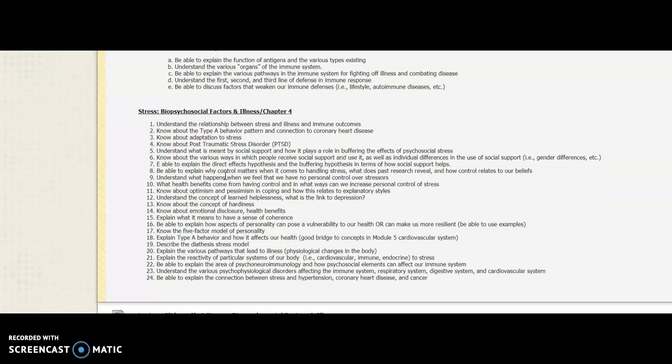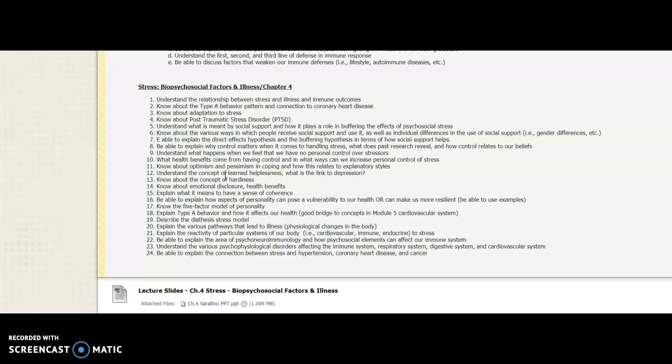In Chapter 4 of Serafino and Smith, we get into more detail about stress. So now you have a good understanding from Chapter 3 about the factors involved in stress, and here we dig a little deeper. So understanding the relationship between stress and immune outcomes, as well as personality, and you're getting a little bit of that already from the Longevity Project, where it's all about personality and its effect on health. Here we're going to dive into specifically type A behavior pattern and its connection to coronary heart disease.